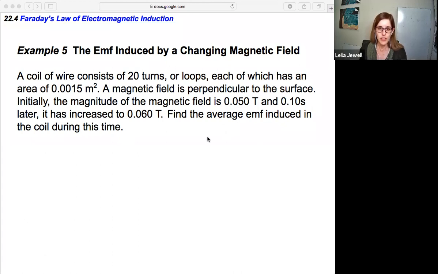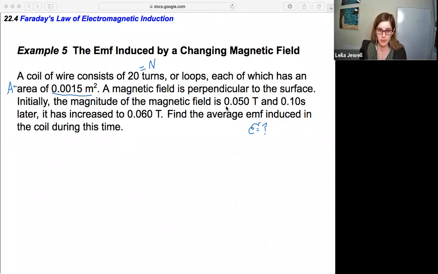Let's take a look. What is given to us here? We want to find the EMF that's been induced, so that's what we're looking for. And we've been given quite a bit of information. First, there are 20 turns. Notice that's also loops, which gives us a clue that this is just our capital N. They also mention the area of 0.0015 square meters.